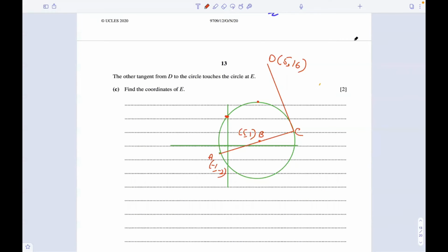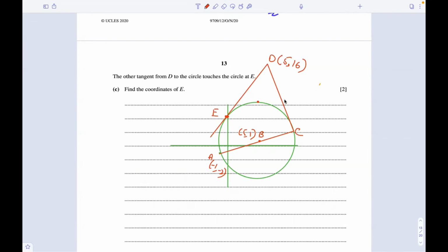In this part, there is another tangent from D that touches the circle at E. We have to find the coordinates of E. It is always easier to understand these questions if you draw a rough diagram. In this question, B is the center, A has coordinates -1, -2, AC is the diameter, and D has coordinates 5, 16. The other tangent from D touches the circle at E. If we draw a line from D, the point E would be roughly over here.